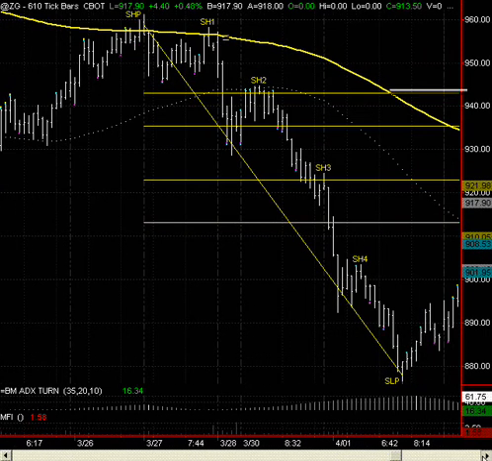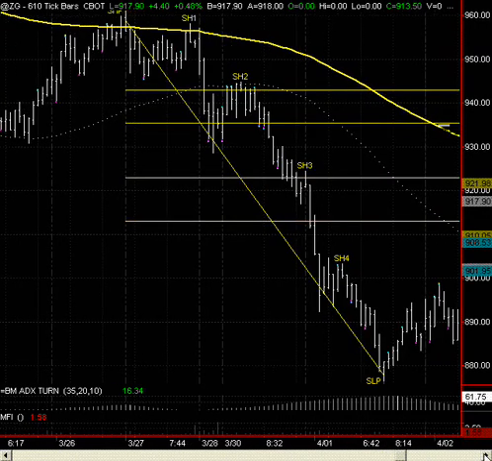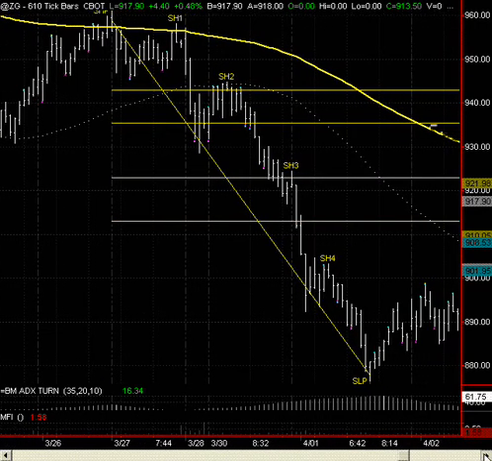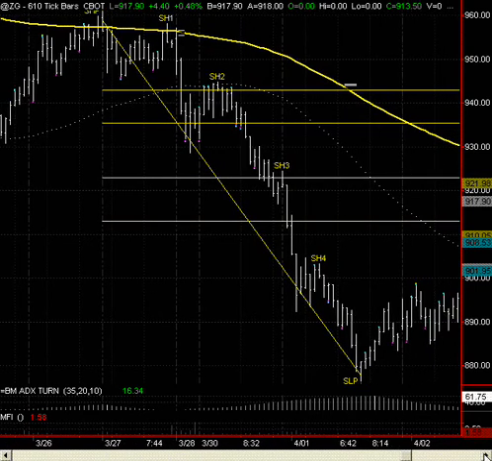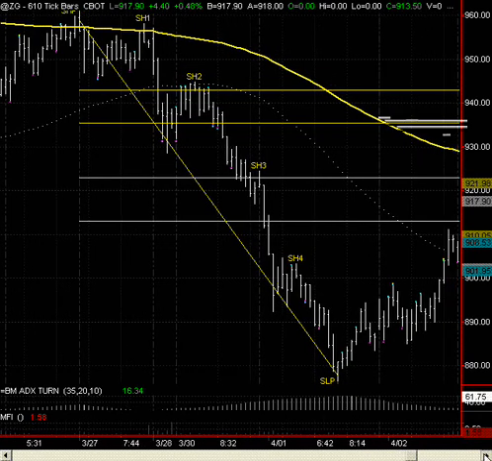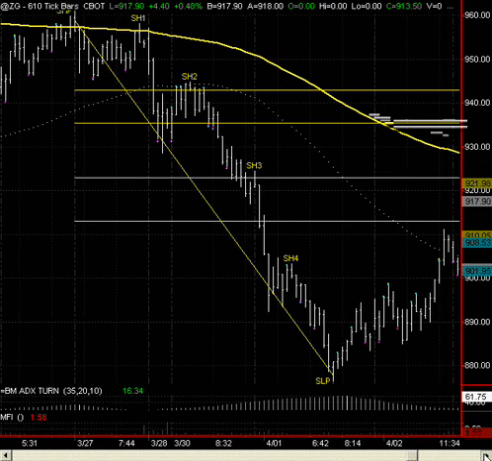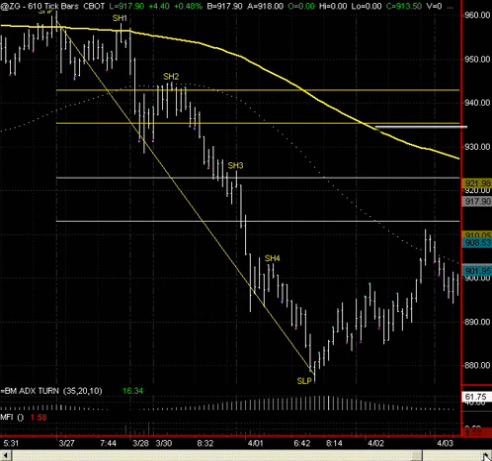Okay, market's kind of trading sideways. Since this is a 610 tick chart, each bar represents 610 gold transactions. That's the June gold contract, and that is 100 ounces of gold per contract. Looks like we'll come back up to that first yellow line. Almost got it there, didn't get it quite. Just missed it by probably about 60, 70 cents.